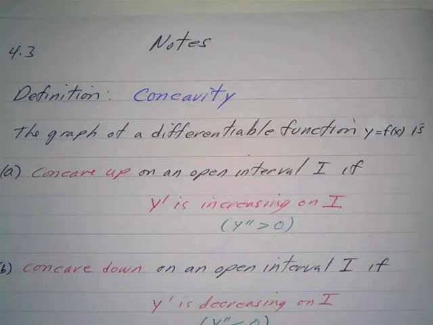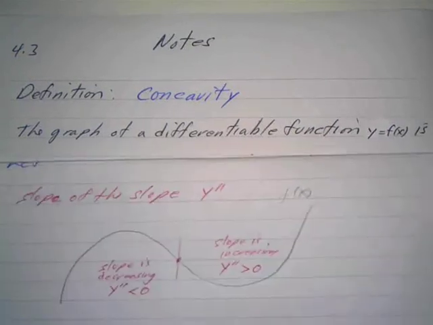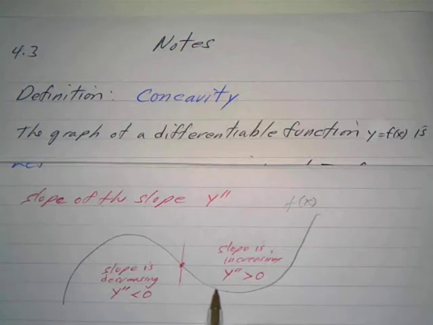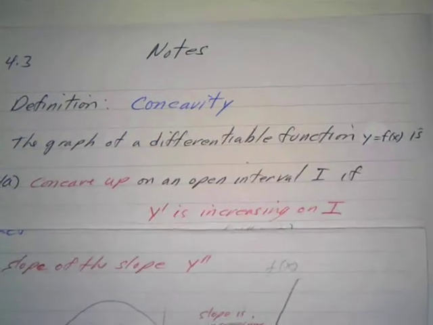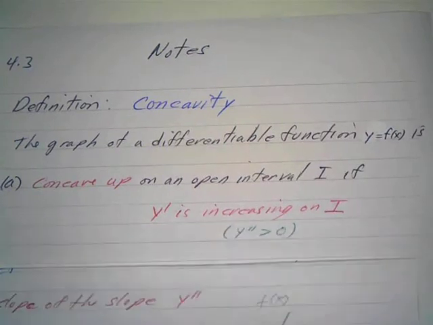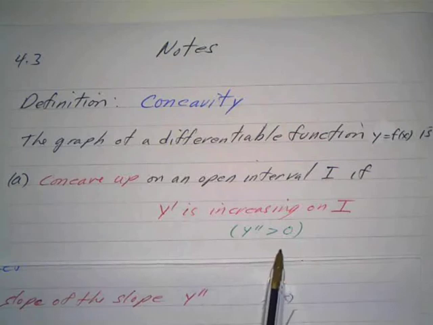Okay, so here's some more notes on 4.3 and some definitions and things we'll talk about. Concavity: the graph of a differentiable function, y equals f of x, is concave up on an open interval I if y prime is increasing on I, that is, the derivative is positive. If you go back and look at the little example I gave you, you can see the slope is increasing. It's negative, but less and less negative. It gets to be zero, then positive. So here it's concave up because the y prime is increasing. The slope is increasing. That means its derivative is positive. So I kind of wrote that here to combine this.